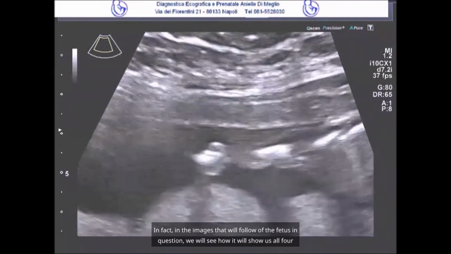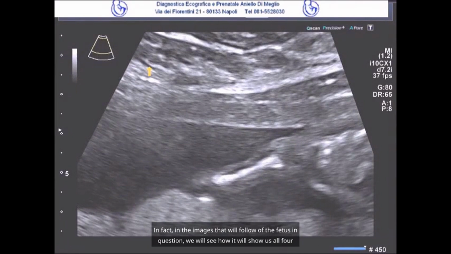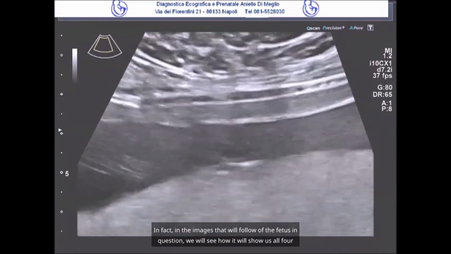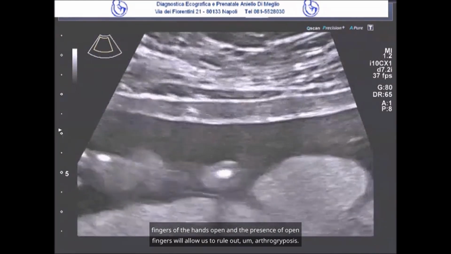In fact, in the images that will follow of the fetus in question, we will see how it will show us all 4 fingers of the hands open.